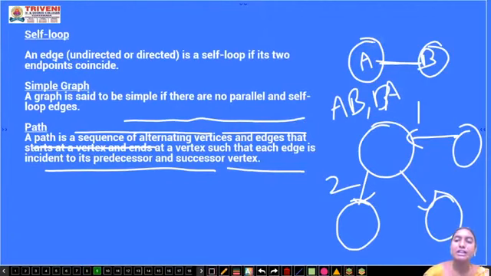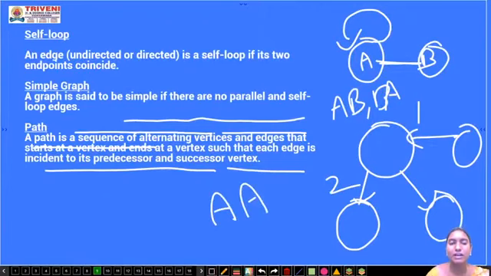Self loop: if one node is connected to the same node, then it is a self loop. That is nothing but A is connected to A, that is nothing but a self loop. In a self loop, the 2 endpoints coincide; it joins itself, and B too joins itself.